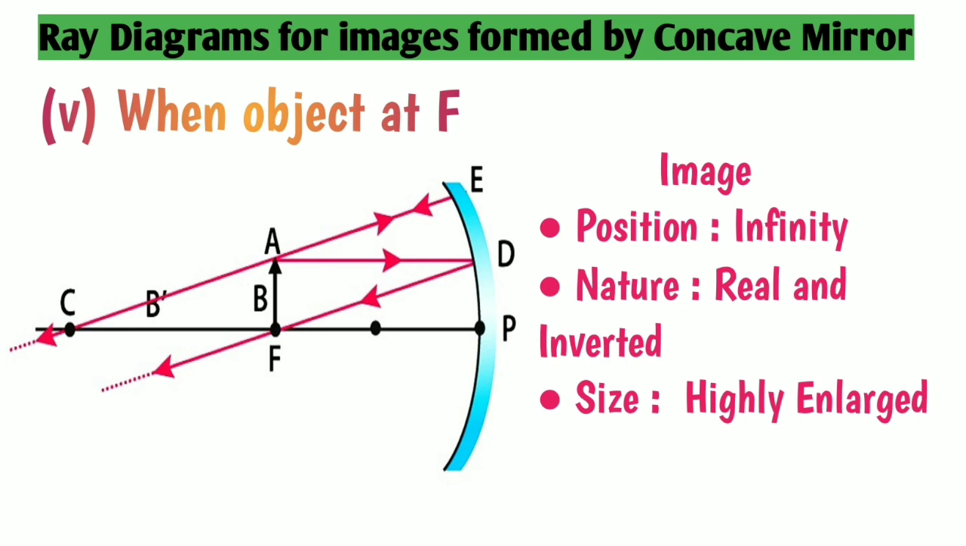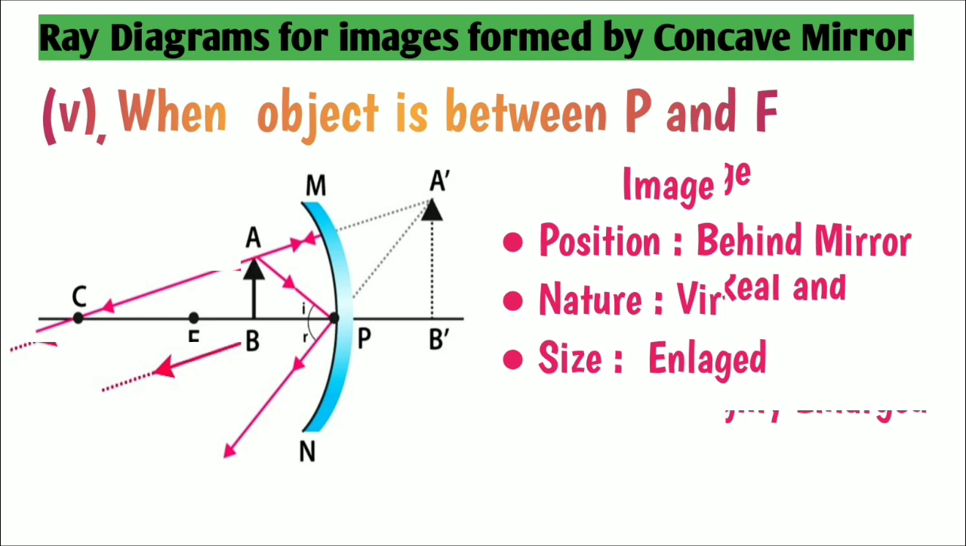Notice one thing here also, that when the object is placed at infinity, the image is formed at focus. Here the image is placed at focus and the object is at infinity. So here both the cases are reverse also.